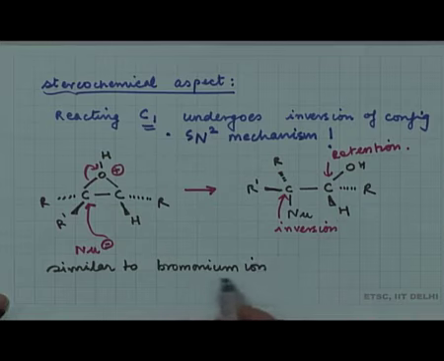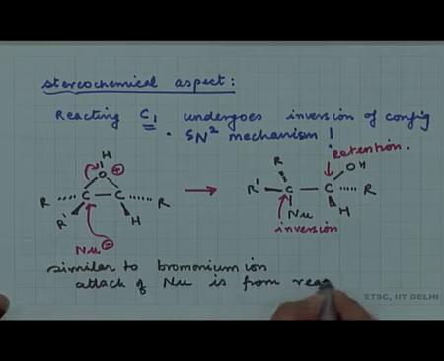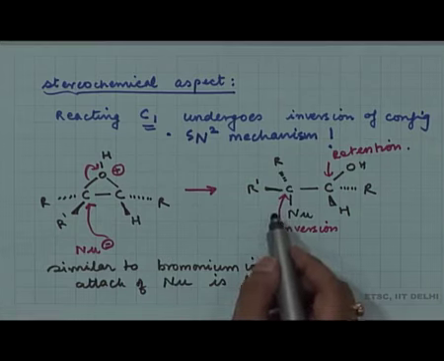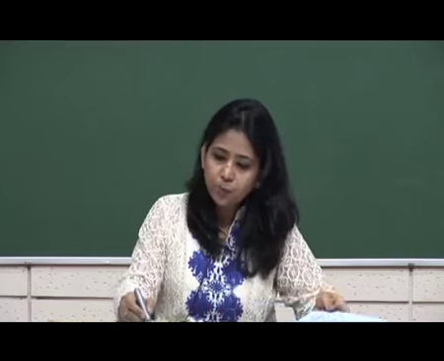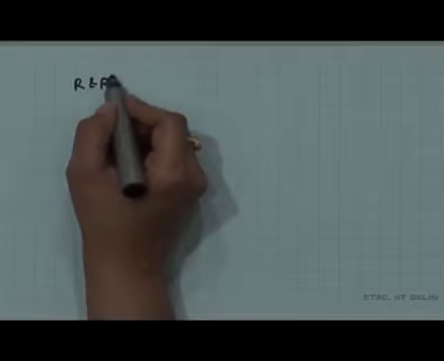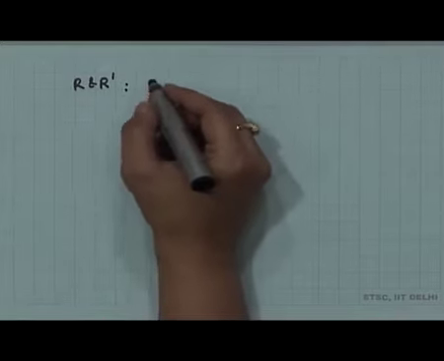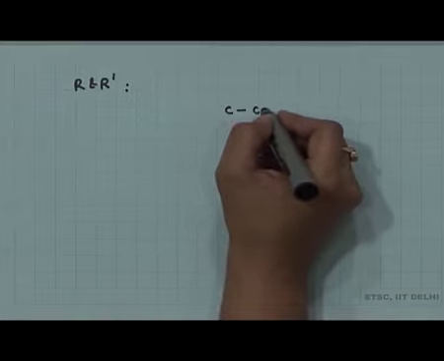So, this is the cyclic intermediate, and the attack of the nucleophile is from the rear, because of which there is an inversion of configuration at this C1. Okay. In case, one of the cases could be that both R and R dash are highly substituted. So, if both R and R dash are 3 degree, then you will have in that case a carbocation.